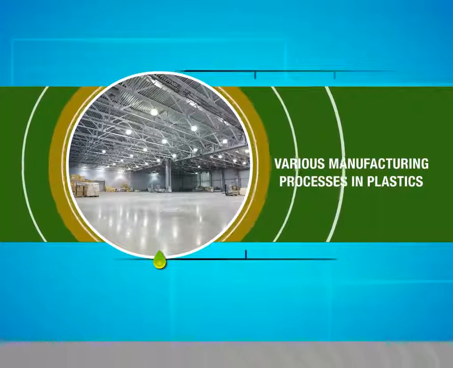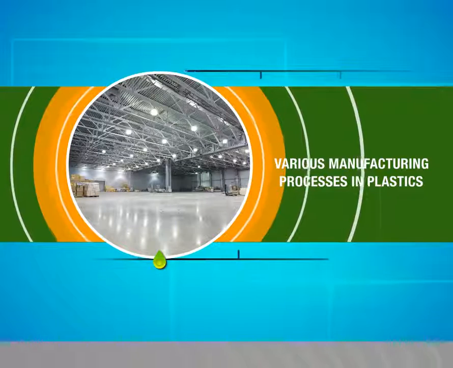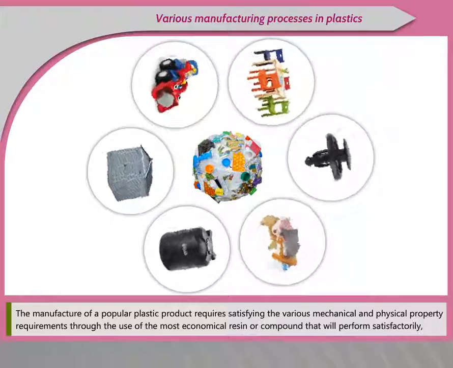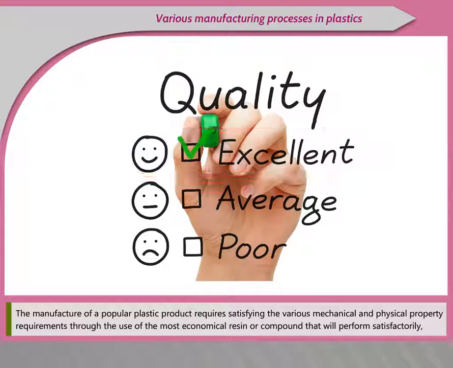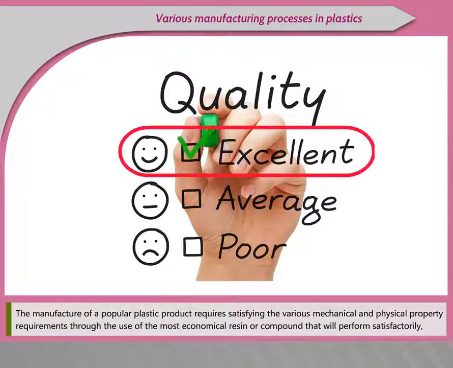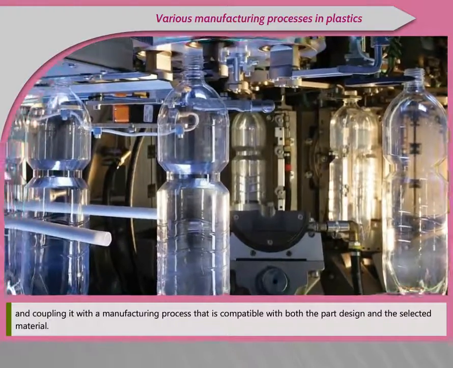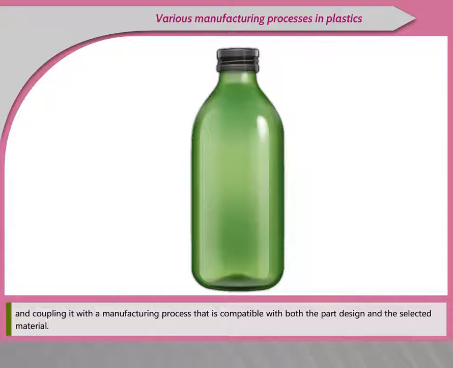Various manufacturing processes in plastics. In this video, we are going to see about the various manufacturing processes in plastics. The manufacture of a popular plastic product requires satisfying the various mechanical and physical property requirements through the use of the most economical resin or compound that will perform satisfactorily, and coupling it with a manufacturing process that is compatible with both the part design and the selected material.